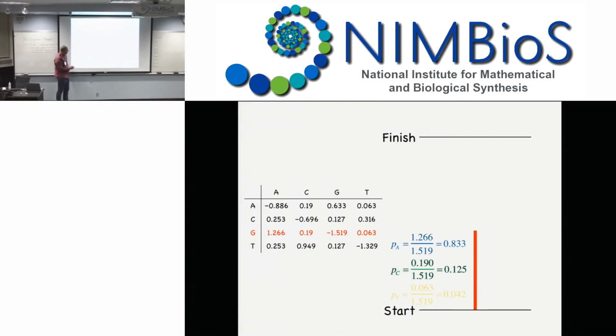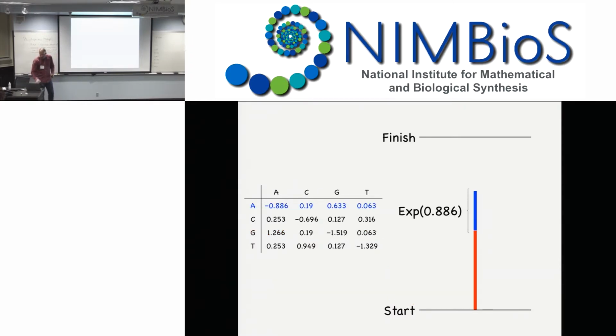They do if you check. So we choose one of these three things at random with the appropriate probability. So let's go ahead, and I happen to choose that. Now we're in an A, so we can forget about the other three rows and just look at the A row. When we're in A, the overall rate of the process is 0.886, so we wait an exponentially distributed amount of time with parameter 0.886.